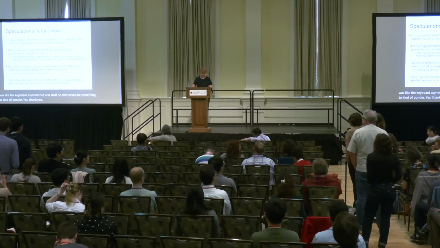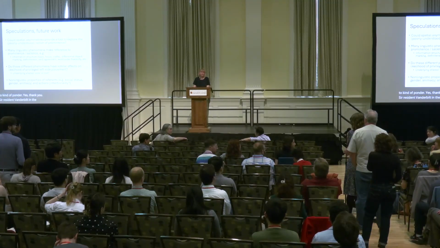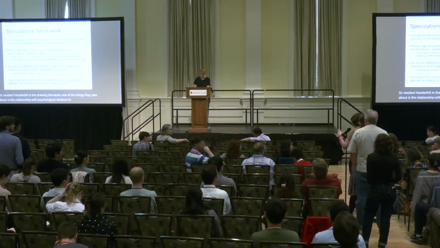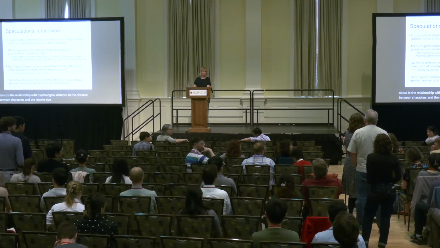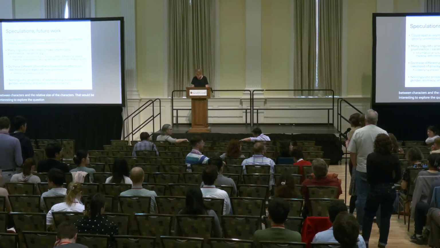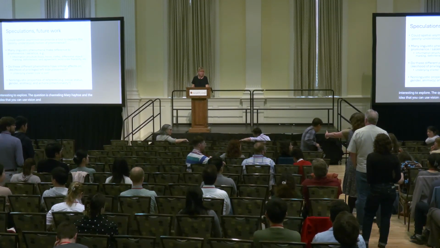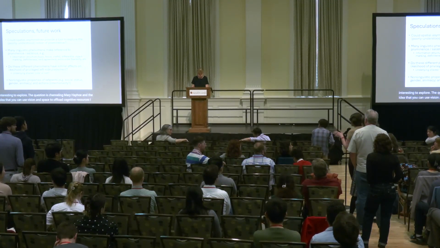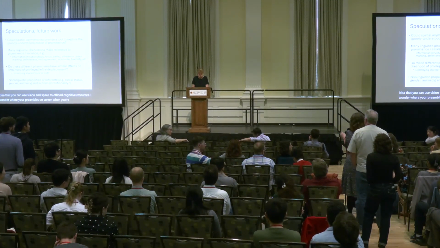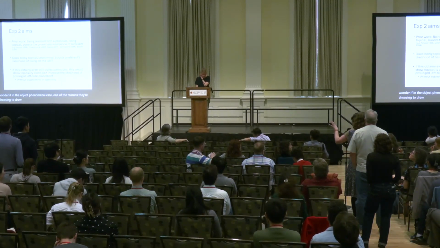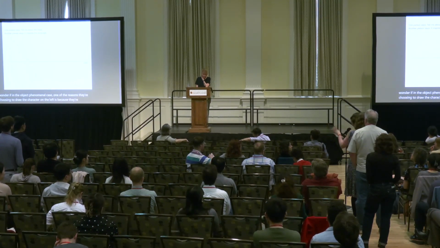This is so interesting. Thank you. Sarah Branchmet, Vanderbilt. In the drawing literature, one of the things they care about is the relationship of psychological distance to the distance between the characters and the relative size of the characters. That would be interesting to explore. The question is channeling Mary Hayhoe and the idea that you can use vision and space to offload cognitive resources. I wonder, were your preambles on screen when they were drawing? If not, I wonder if in the object pronominal case, one of the reasons they're choosing to draw the character on the left is because they're offloading that from memory in order to be able to plan the rest of the sentence. Yes, thank you.